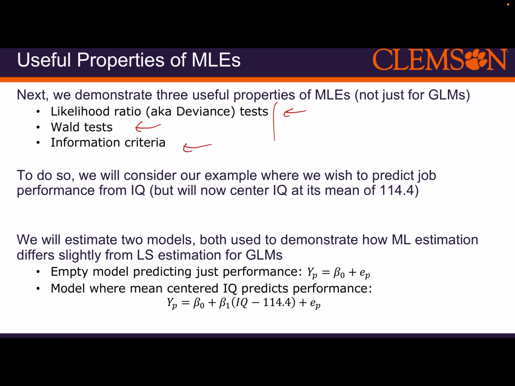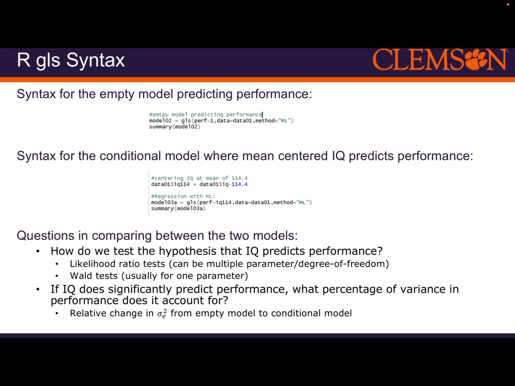So to do so, we need another model. Let's consider our example where we wish to predict job performance from IQ, but now we're going to center our IQ at its mean of 114.4. So there's two models we're going to estimate. We're going to estimate job performance from an empty model, and then predict job performance with IQ. And we're going to try to determine, using maximum likelihood statistics, which model fits better.